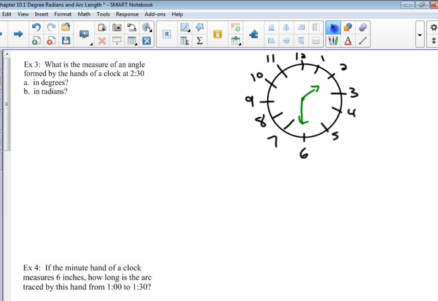Okay, what they're asking is to find the measure of the angle formed by the hands of the clock at 2:30. So we're looking for this part right in here. This is what we're looking for. Now, they want you to figure it out in degrees first and then change it into radians. So I want you to think about this. Talk with your neighbor. See if you can think of some ways that we can figure out how many degrees are in between there.